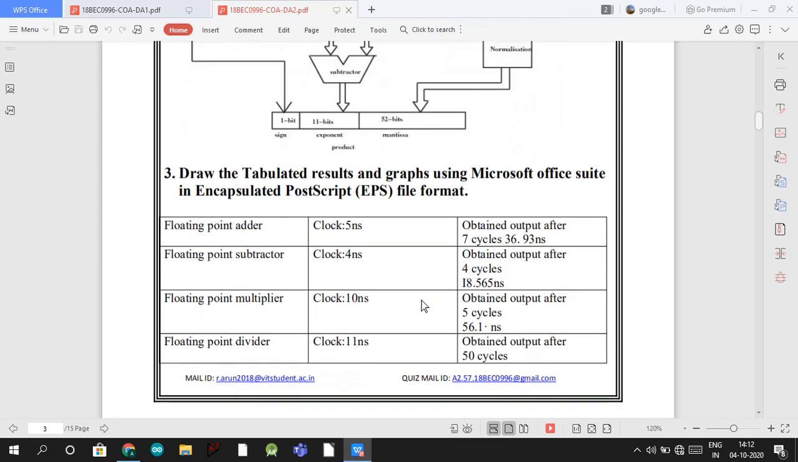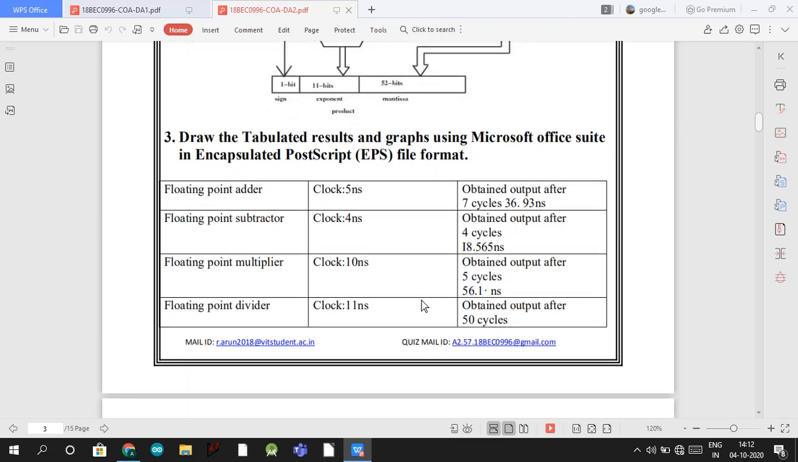Next question: draw the laboratory results and graphs using Microsoft Office Suite in Encapsulated PostScript file format. Here I tabulated the clock periods for the FPGA high performance floating point adder, subtractor, multiplier and divider, and the output for each operation. For example, the floating point adder takes 5 nanoseconds, the floating point subtractor 4 nanoseconds, the multiplier 10 nanoseconds, and the divider 11 nanoseconds.